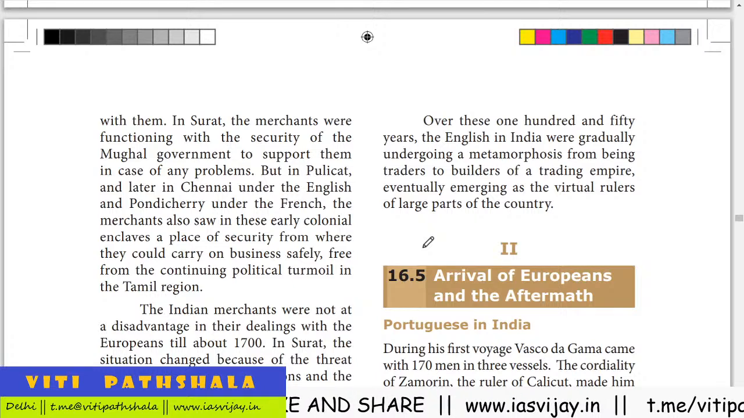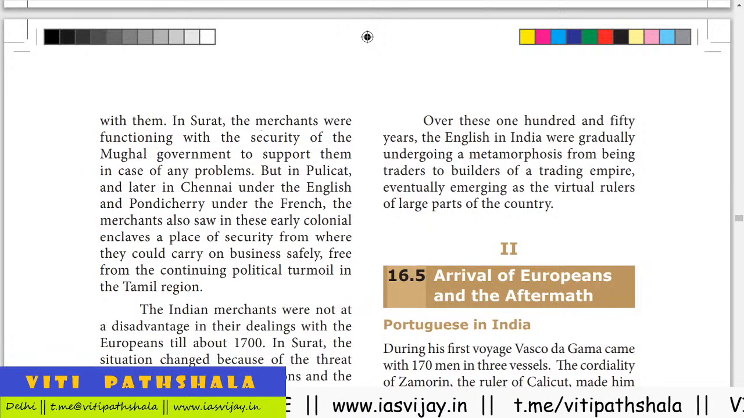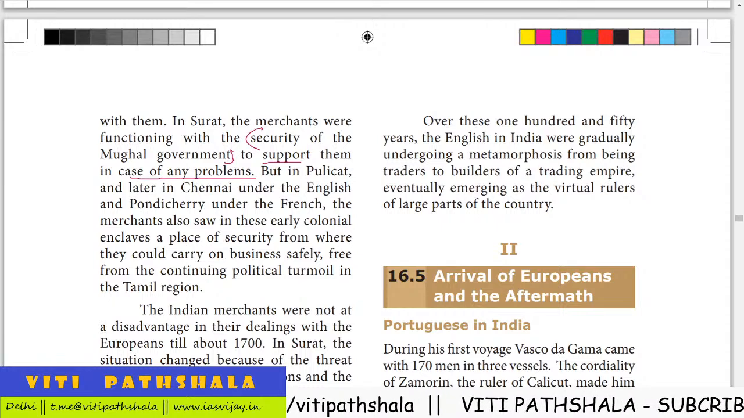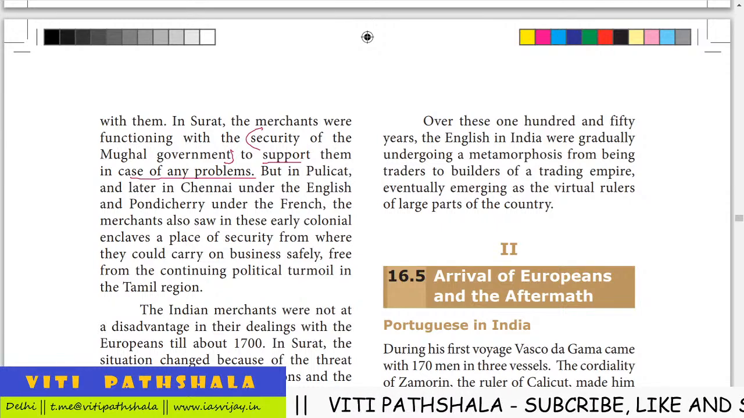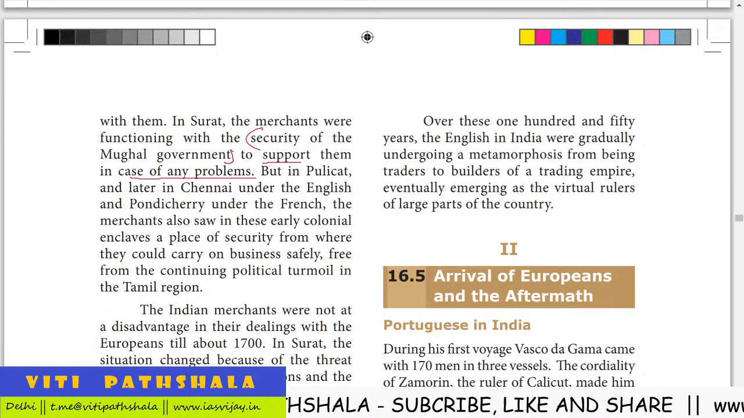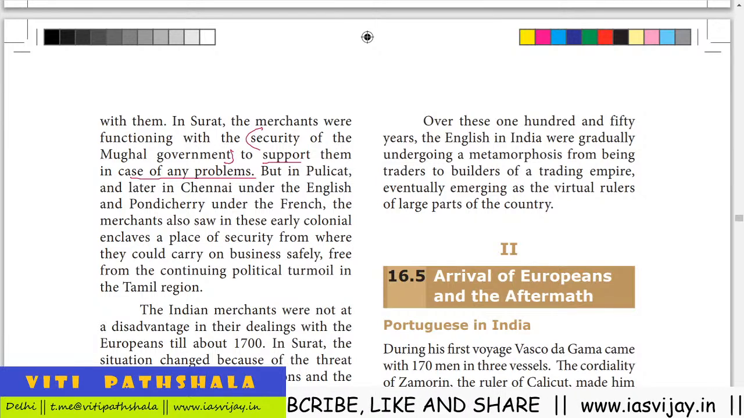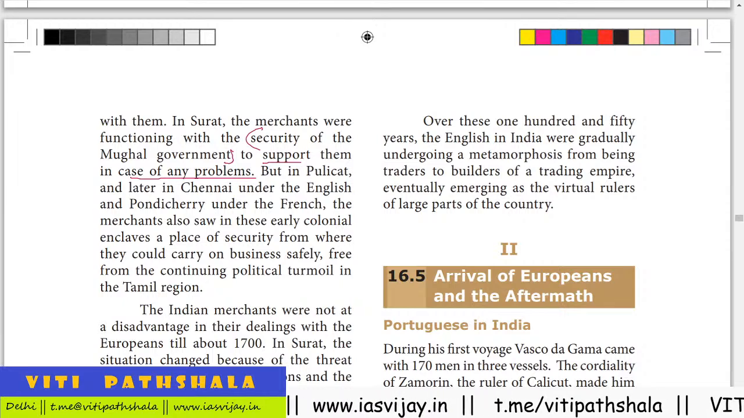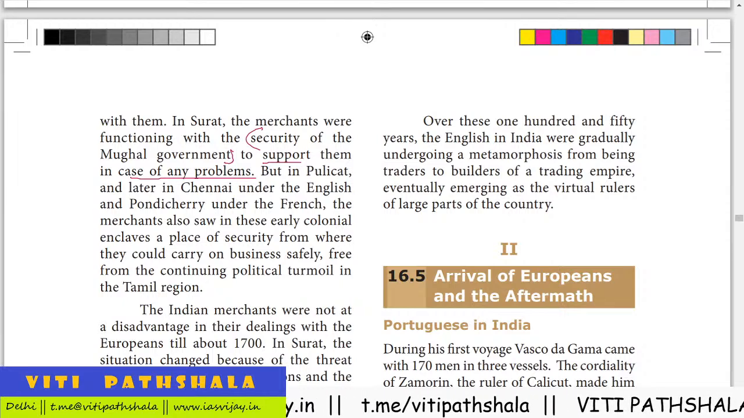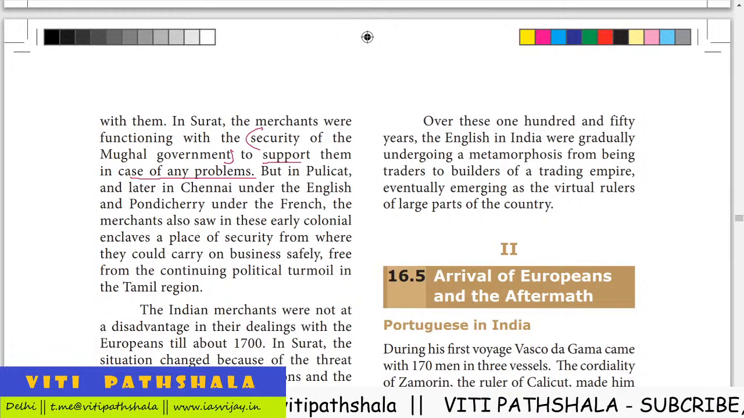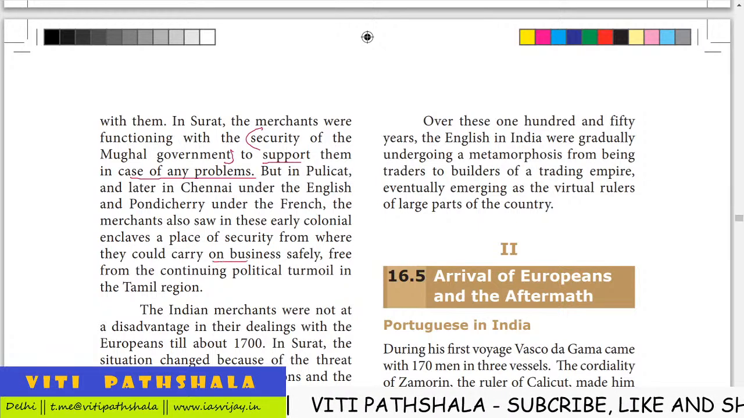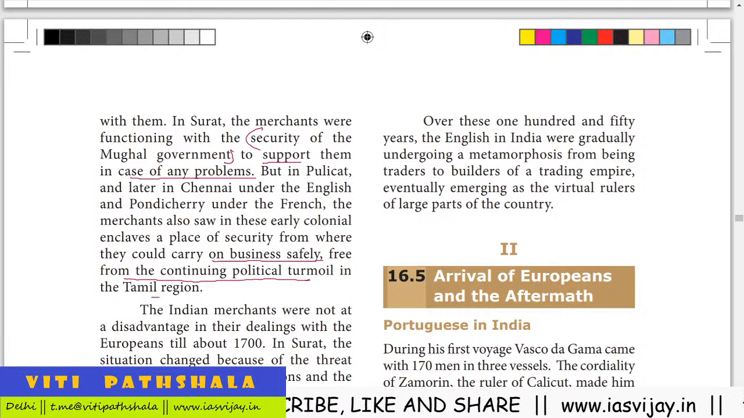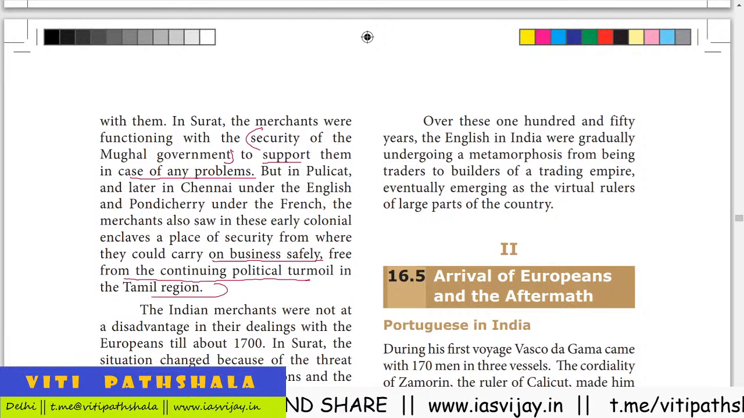In Surat, the merchants were functioning with the security of the Mughal government to support them in case of any problem. But in Pulicat and later in Chennai under the English and Pondicherry under the French, the merchants also saw in these early colonial enclaves a place of security from where they could carry on the business safely, free from the continuing political turmoil in the Tamil region.